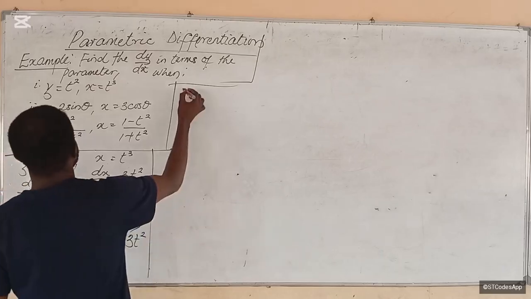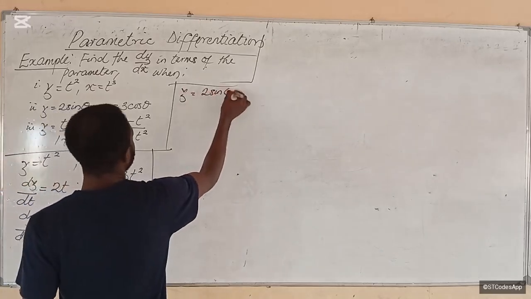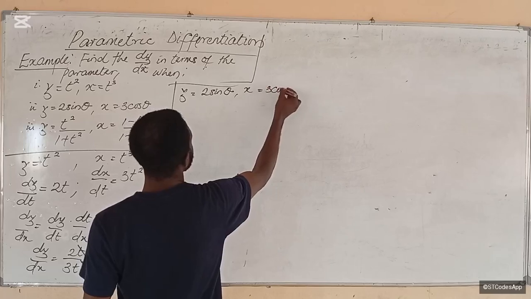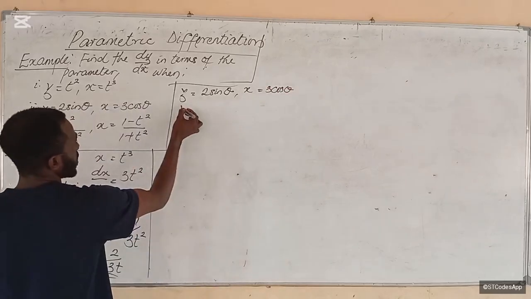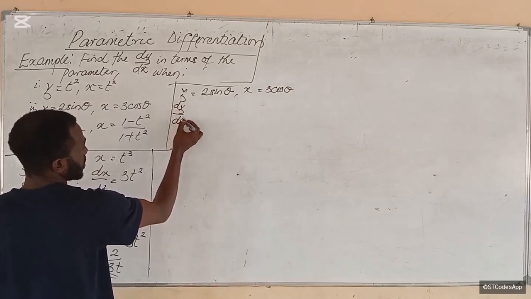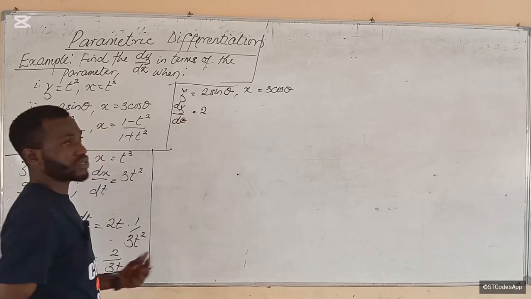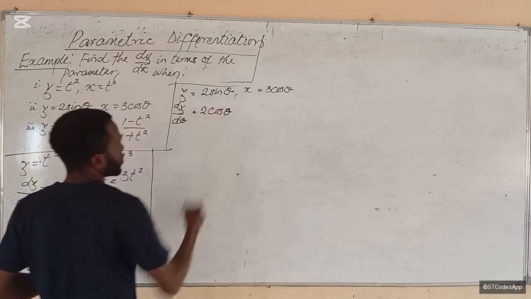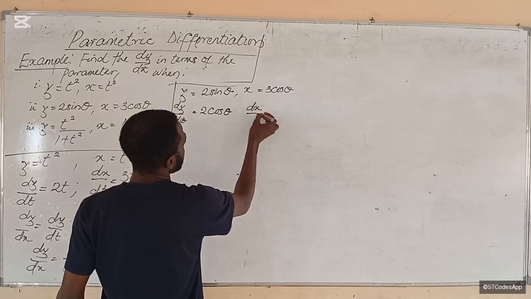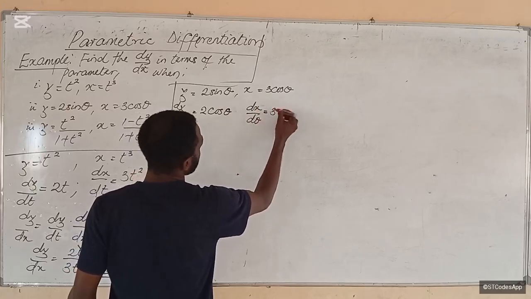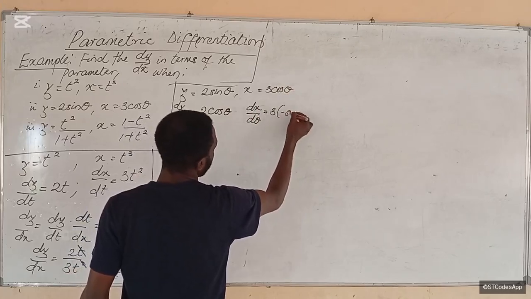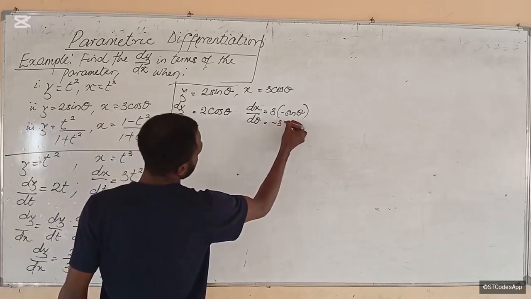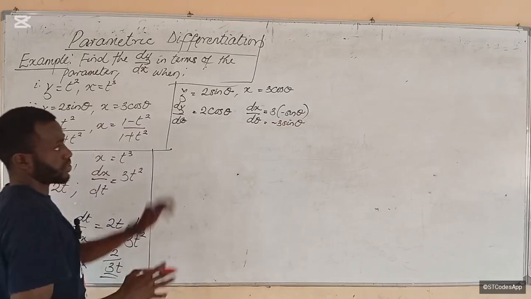And the second one says y equals 2 sine theta. So our parameter is theta here, and x is equal to 3 cos theta. Okay, so here we'll first find dy/d theta. Okay, constant, you don't differentiate the constant here. Derivative of sine theta is cos theta. Then dx/d theta here will be equal to 3 times the derivative of cos theta, which is negative sine theta. So this becomes minus 3 sine theta. I just wanted to conserve space.